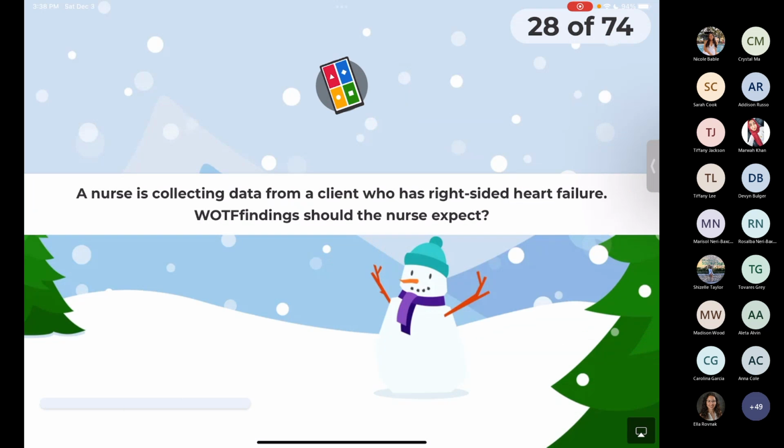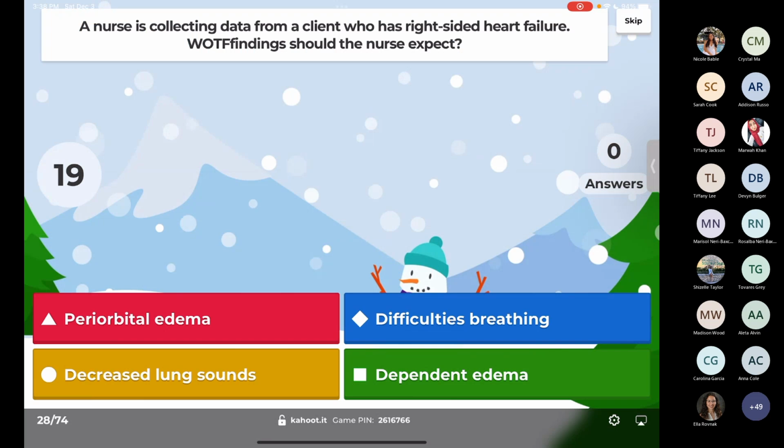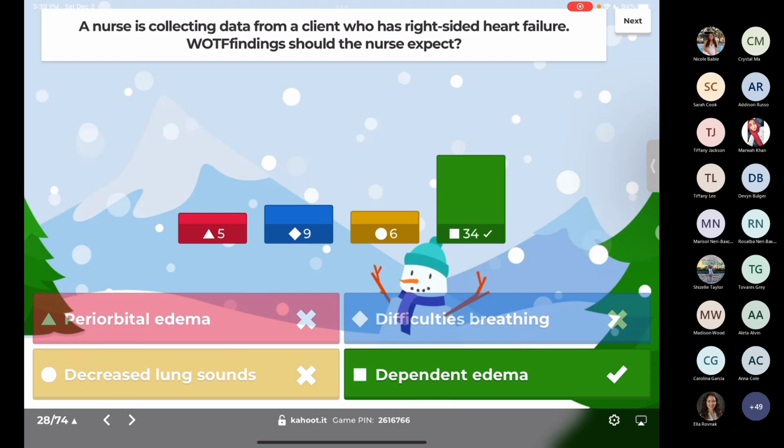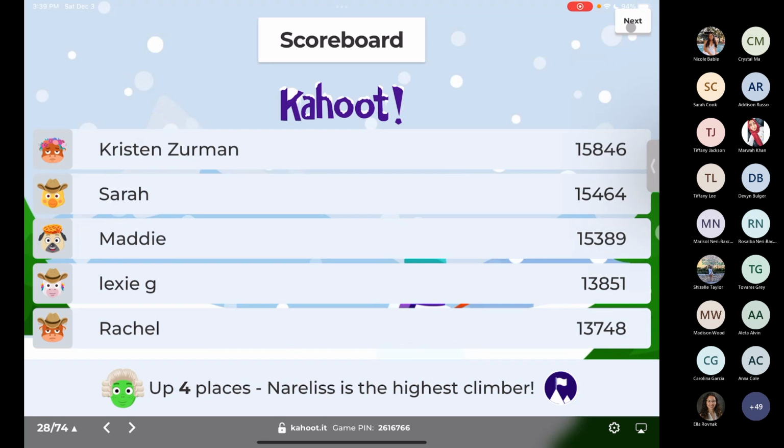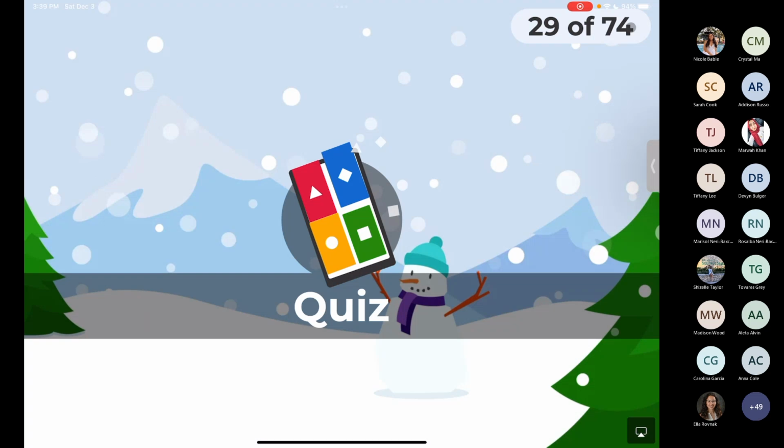A nurse is collecting data from a client who has right-sided heart failure. Which of the following findings should the nurse expect? Awesome job, guys. So remember, right-sided heart failure, it's going to rock the body with fluid. Therefore, you're going to have that edema.